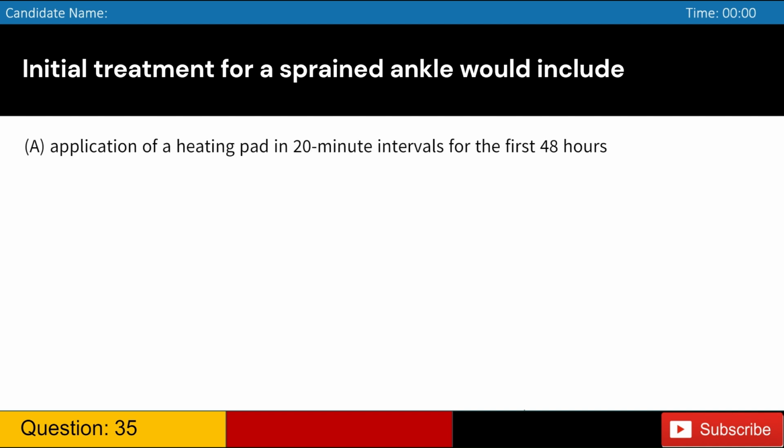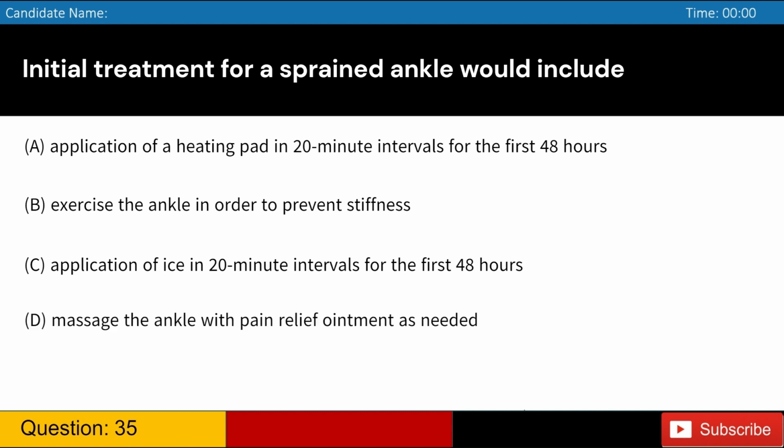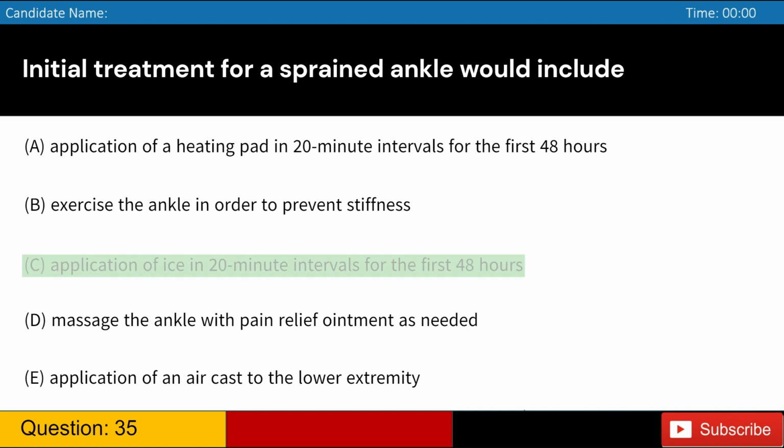Initial treatment for a sprained ankle would include A. Application of a heating pad in 20-minute intervals for the first 48 hours. B. Exercise the ankle in order to prevent stiffness. C. Application of ice in 20-minute intervals for the first 48 hours. D. Massage the ankle with pain relief ointment as needed. E. Application of an air cast to the lower extremity. Answer: C. Application of ice in 20-minute intervals for the first 48 hours.